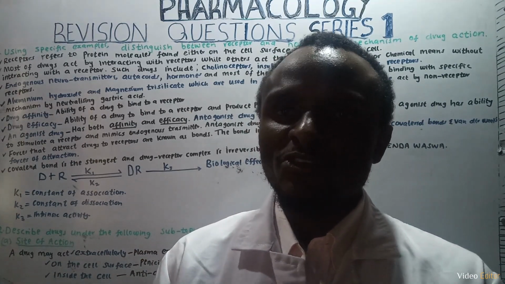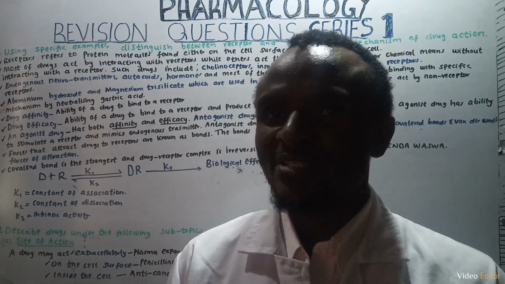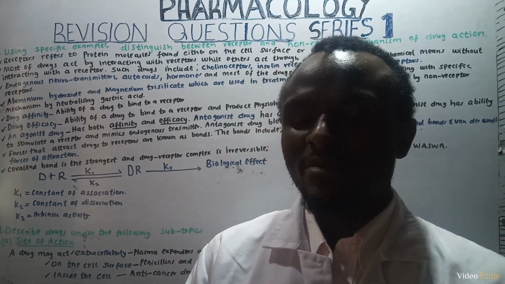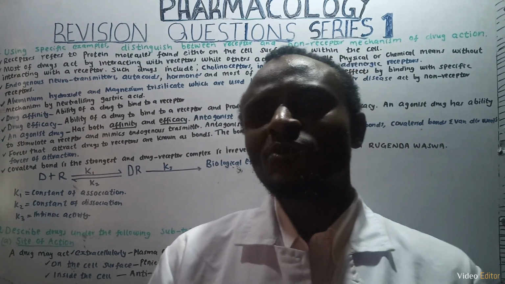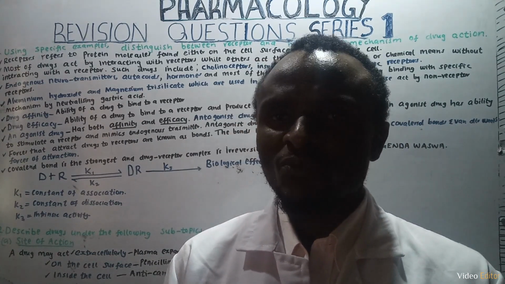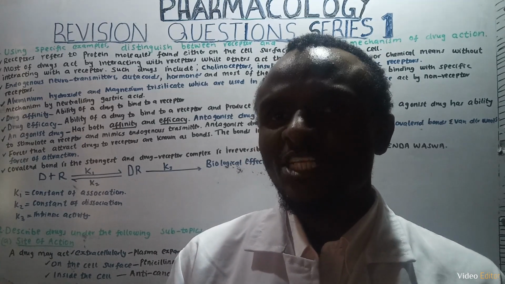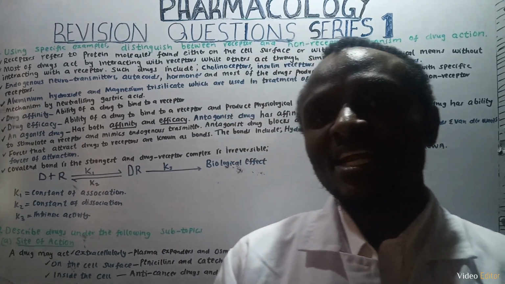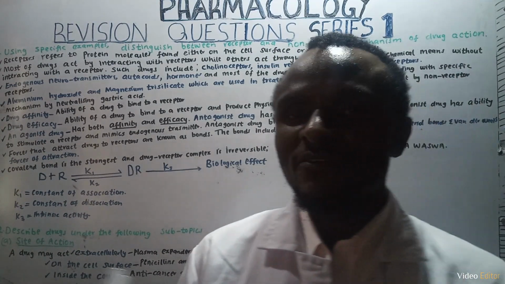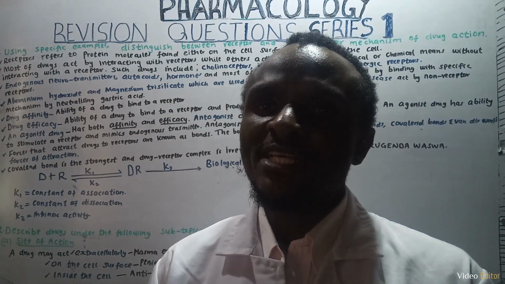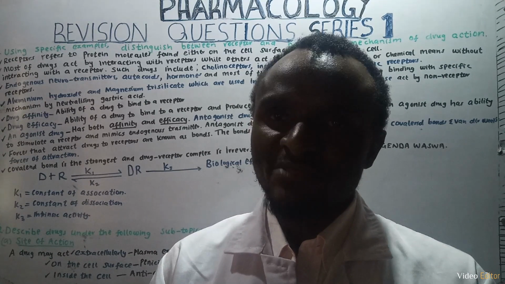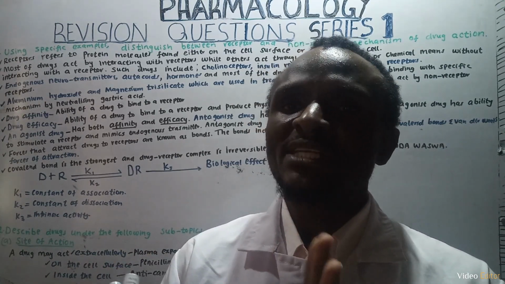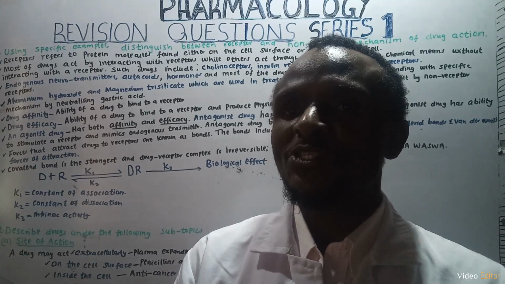Examples of the bonds that bind a drug to a receptor include hydrogen bond, covalent bond, and ionic bond. Then we also have van der Waals forces. Among the bonds, we need to know which ones are the strongest. The strongest are covalent bonds. Covalent bonds are always permanent during drug receptor interaction. So the drug receptor complex is normally permanent and brings about physiological effect or biological effect.